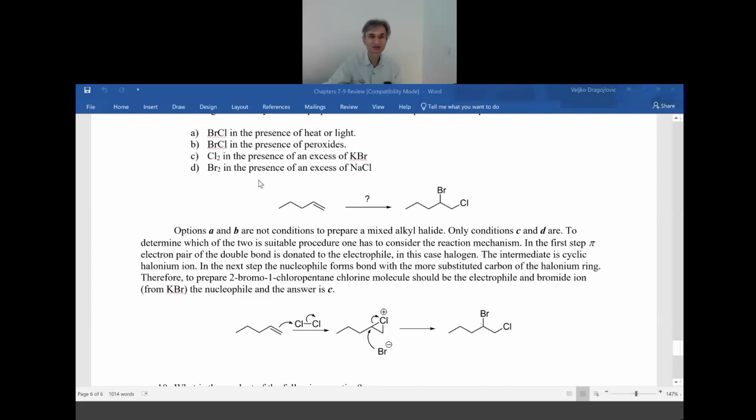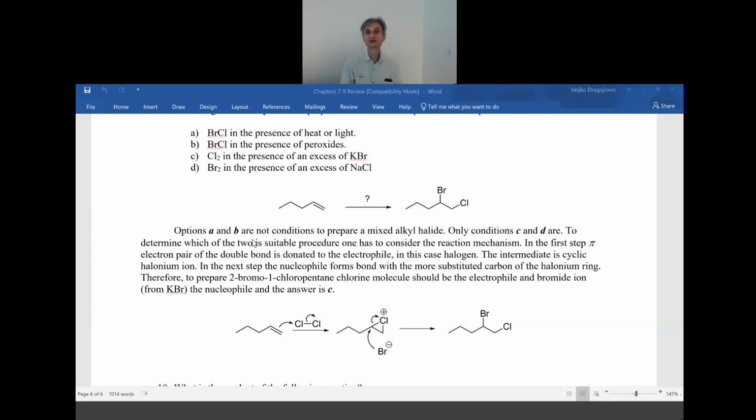Could give some of these products, but not likely. Well, might, I don't know. Probably we would have mixture products. Chlorine, here are the two that you may recognize from the class. Chlorine in the presence of excess of potassium bromide, or bromine in the presence of excess of sodium chloride. So chlorine will produce chloronium, cyclic chloronium ion, bromine, cyclic bromonium ion.